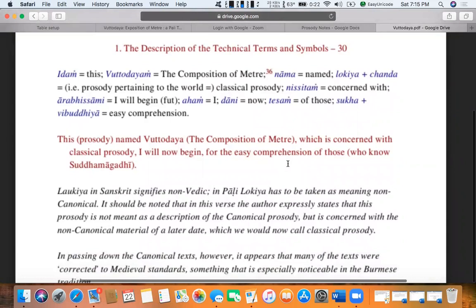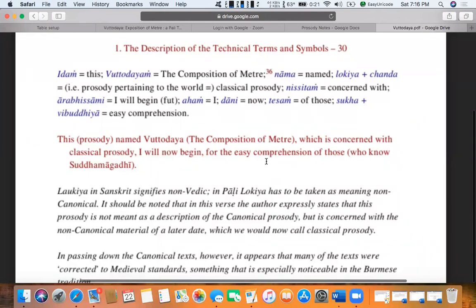Ahang Arabhissam, I will begin. Idani, now. Tesang, of those. Sukha vibuddhiya, easy comprehension. So here, those refers to the people who only know Magadha language or Pali language. This prosody named Vuttodaya, the composition of meter, which is concerned with classical prosody, I will now begin for the easy comprehension of those who know Suddha Magadhi.